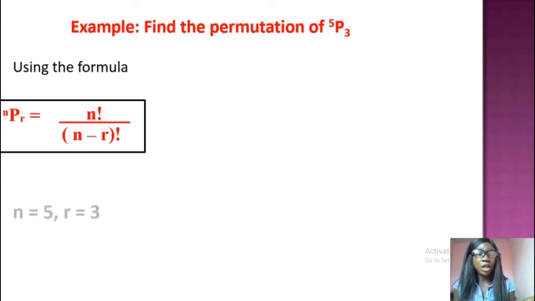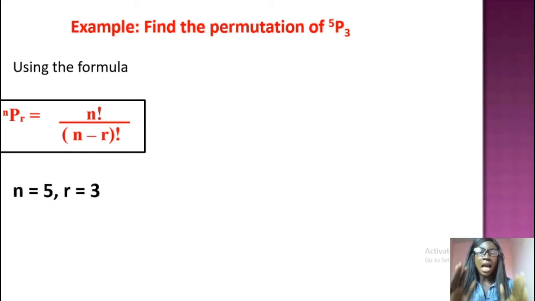So if you got the n correctly, give yourself a big clap. Our n is 5 and our r is 3. So we are going to put 5 factorial here, and we're going to have 5 minus r, which is 2. So in essence, we are having 5 factorial divided by 2 factorial. So it's very, very simple.